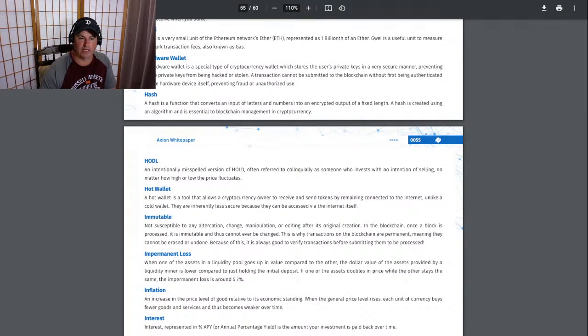Now, in liquidity mining, you have impermanent loss, so it's very important that you know that, and we'll go through that as well. When the assets in the liquidity pool go up in value compared to others, the dollar value of the assets provided by the liquidity miner is lower compared to just holding the initial deposit. If one of the assets doubles in price while the other stays the same, impermanent loss is around 5.7%. So if you're going to do the mining pool, you just have to take that into account, because that affects your capital, not the income.